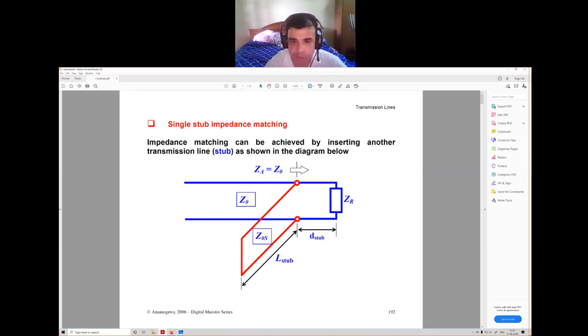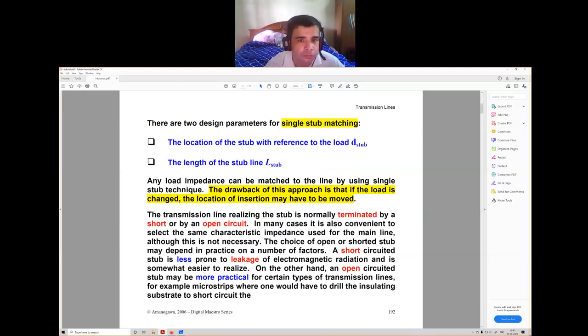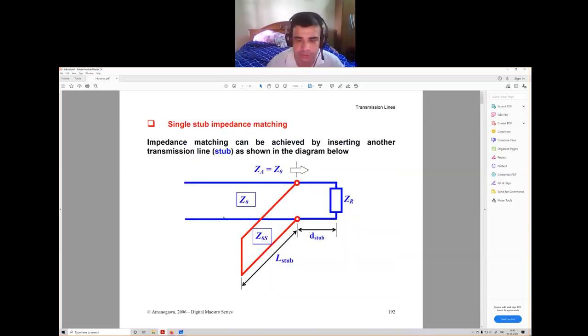This is my transmission line. The characteristic impedance is Z0 and the load is ZR. We need to find one point on the line where the admittance is 1 plus jB. There we can add a parallel stub whose length is L stub and whose admittance is minus jB. And we have the match. This is the basic idea. So the two parameters we need to find are the D stub and the L stub.